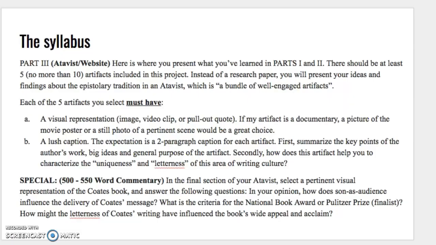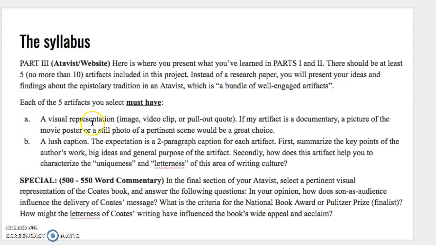I would say it's a type of very simple drag and drop website that you're building. Many of you have already done this, so this is just another platform to do this again. Essentially, this is what the syllabus says about the Atavist, and you can go back and read the details of it. I just want to point out a couple of things to you.